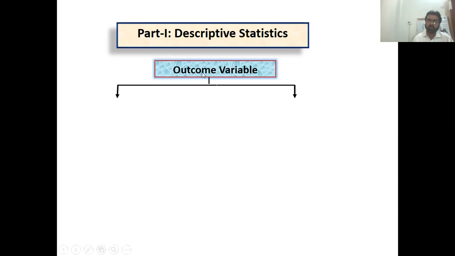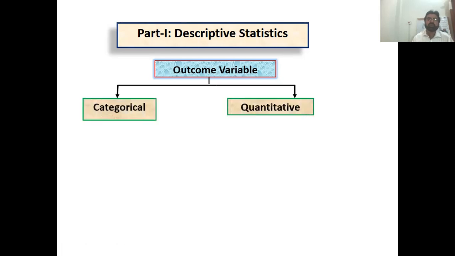Your statistical analysis totally depends upon your outcome variable, whether your outcome variable is a quantitative one or a categorical variable. For a qualitative or categorical variable, there is a separate statistical method, whereas for a quantitative or continuous variable, there is a separate statistical method. So suppose your outcome variable is a categorical one. What would you do with that categorical variable?